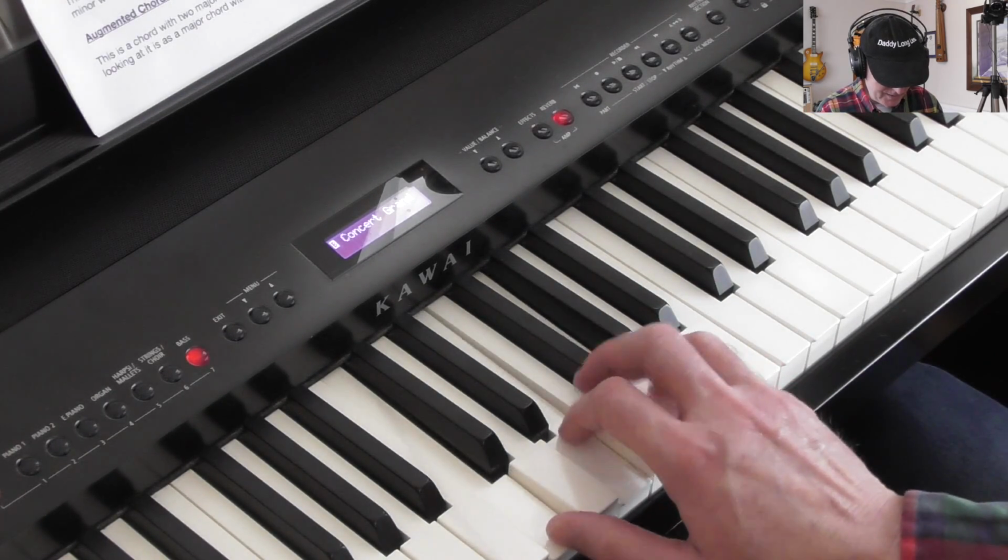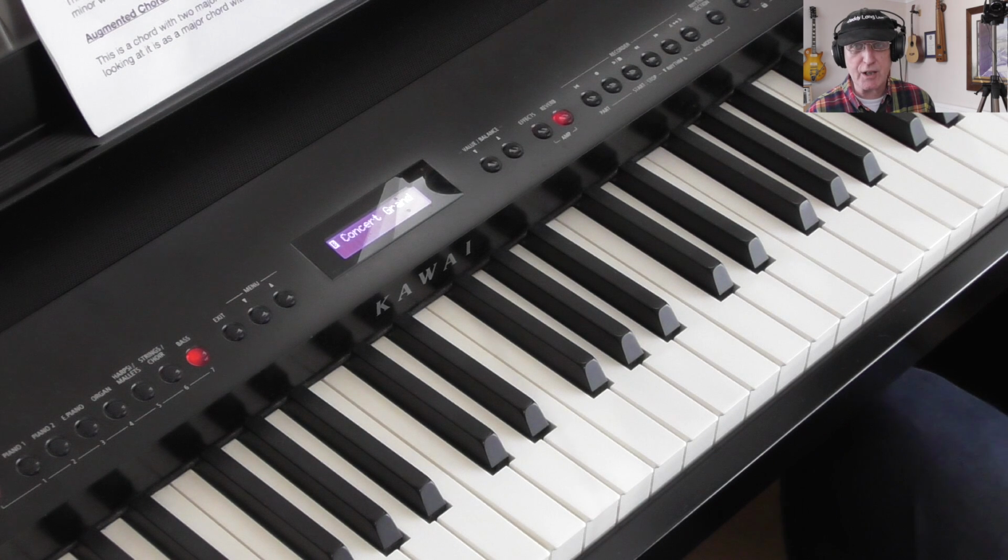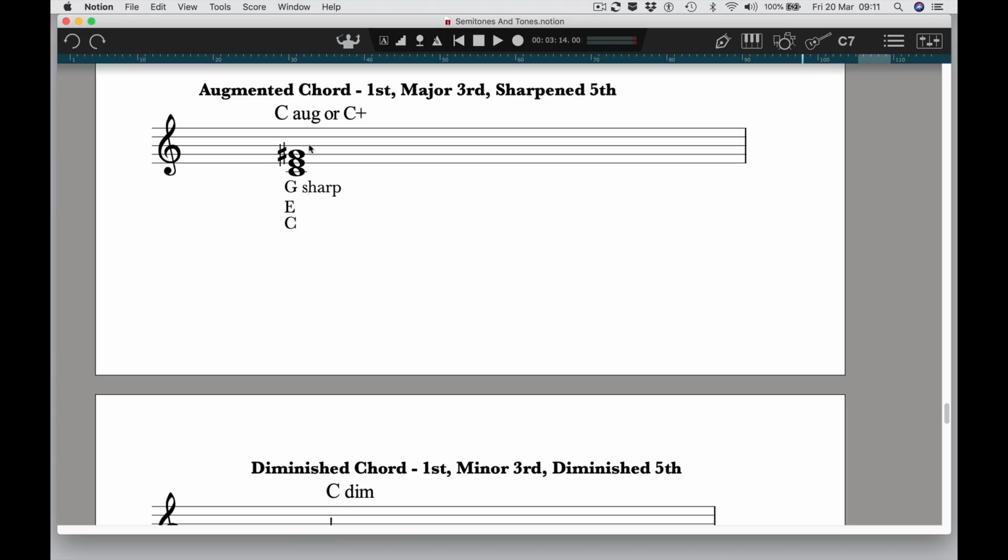So C augmented, and it's an aug or a plus sign. Here it is on the software. C, E, so standard fare for a C major chord, but the weird note here, G sharp, and first, major third and sharpened 5th. That's what you need for your augmented chord. So that's my second lesson complete, dealing with the structure of chords.